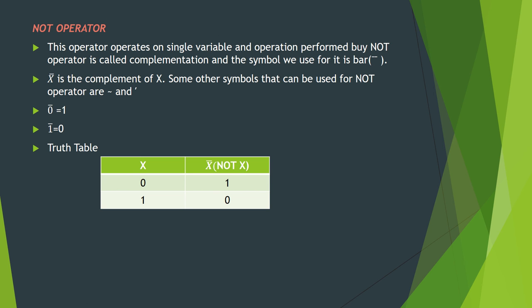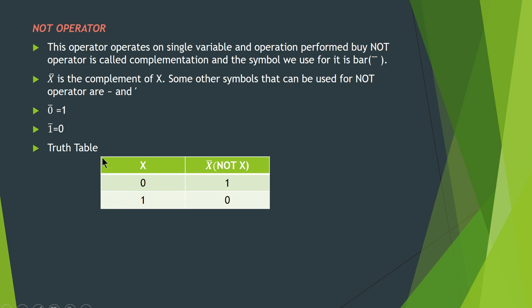Whatever state the switch is in, either on or off: if it is in the off state and you press it, it will become on. If it is on and you press it, it will turn off. So if it is 0, when you apply that operation, it will become 1. If it is 1, when you do the press operation, it will become 0. So that is your NOT operator. Here, if the value is 0, 0 complement is 1. If it is 1, 1 complement is 0.